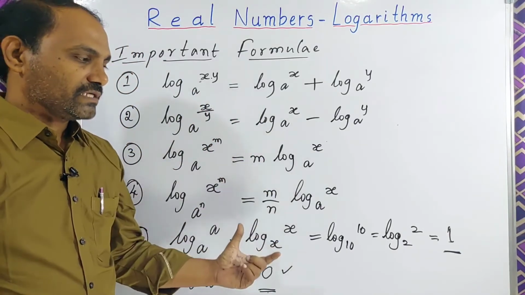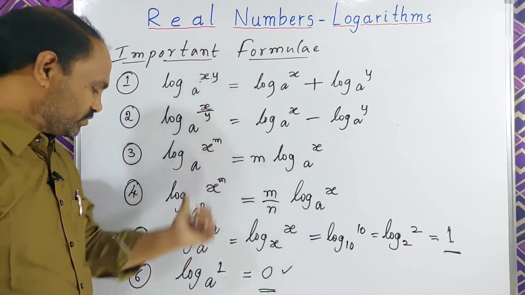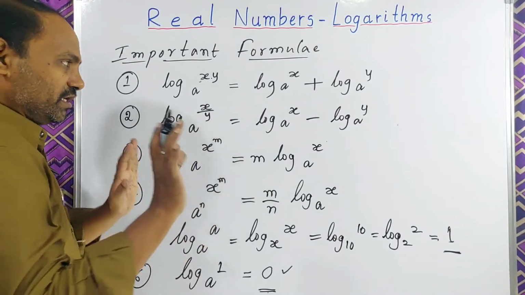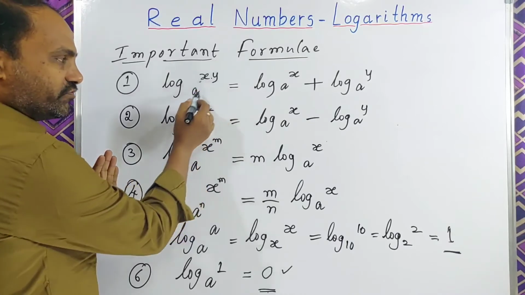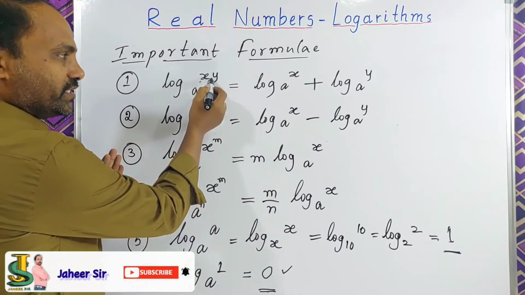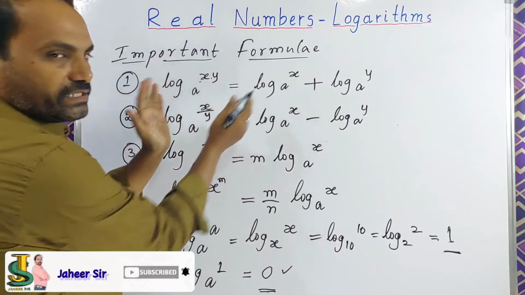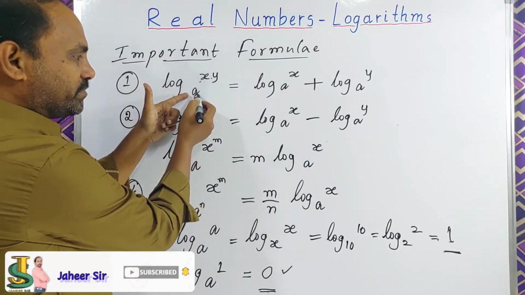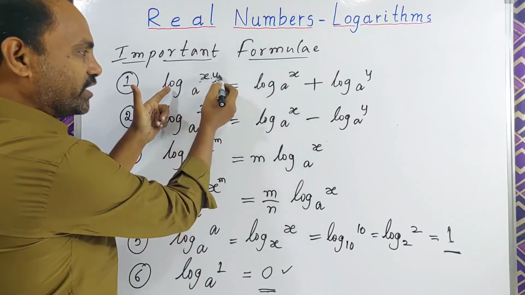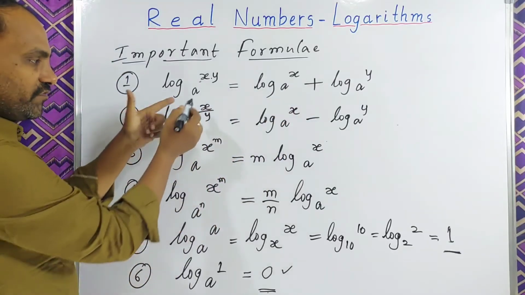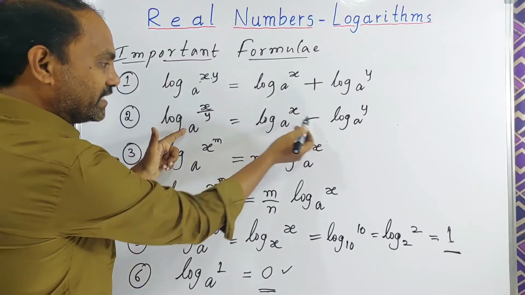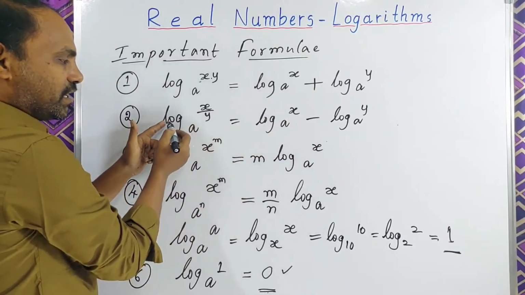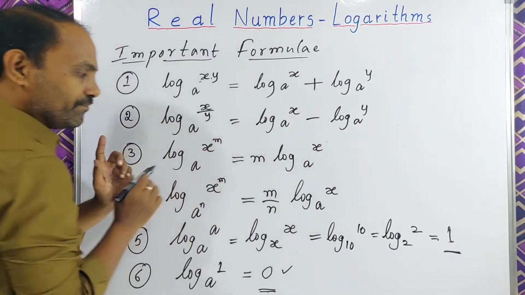Note down these formulas. These 6 formulas are most important. Remember one thing, again I will explain. First, log xy means x into y to the base a. Into is there, that's why you should split this term: log x to the base a plus log y to the base a. If x by y is there, then log x to the base a minus log y to the base a.